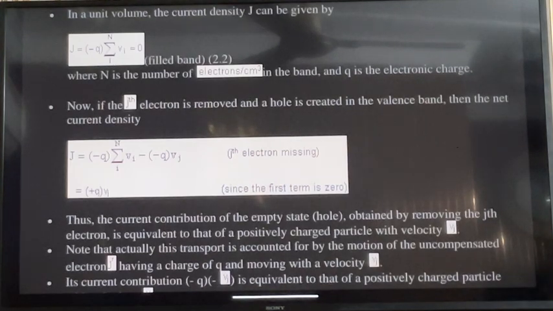Now till this point we have assumed a hole to be the absence of an electron.